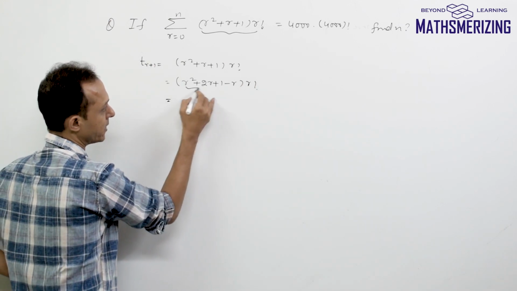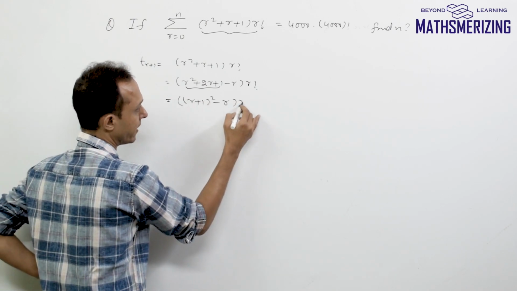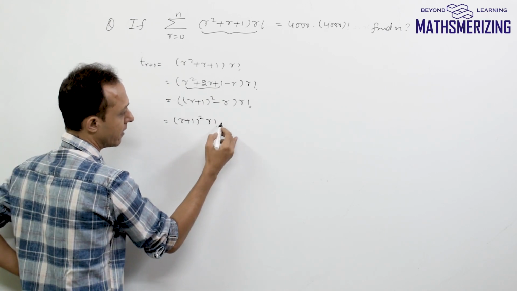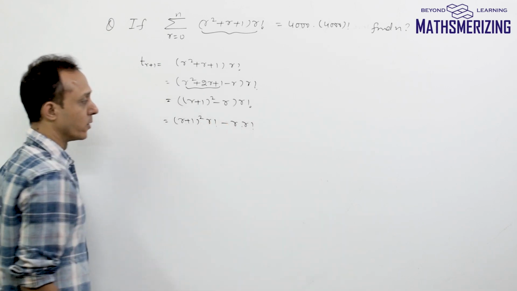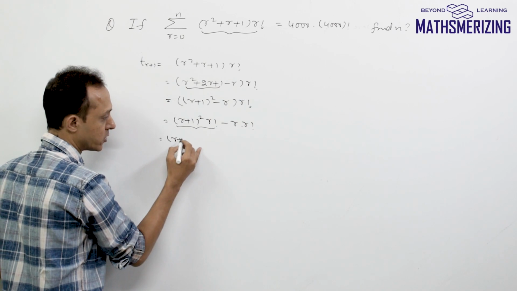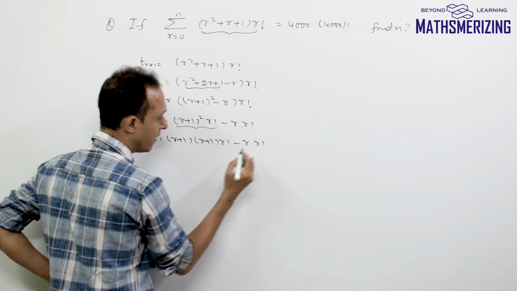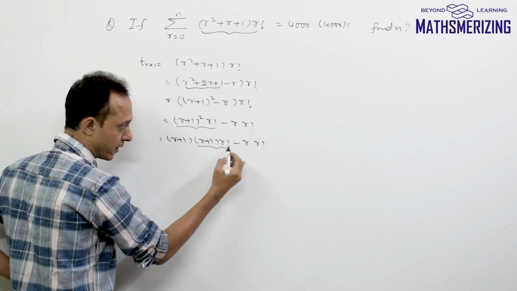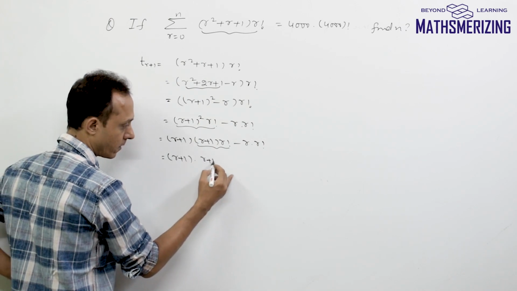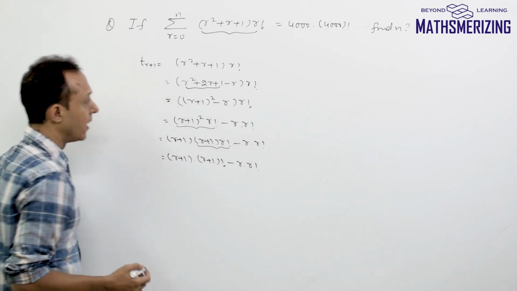So this is a plus b whole square, so I can write it as r plus 1 whole square minus r into factorial r. So I'll write it as r plus 1 whole square into factorial r minus r into factorial r. Now here r plus 1 whole square into factorial r, I can write it as r plus 1 into r plus 1 into factorial r, and this is r into factorial r. Now r plus 1 into factorial r is simply factorial r plus 1. So this is r plus 1 into factorial r plus 1 minus r into factorial r.